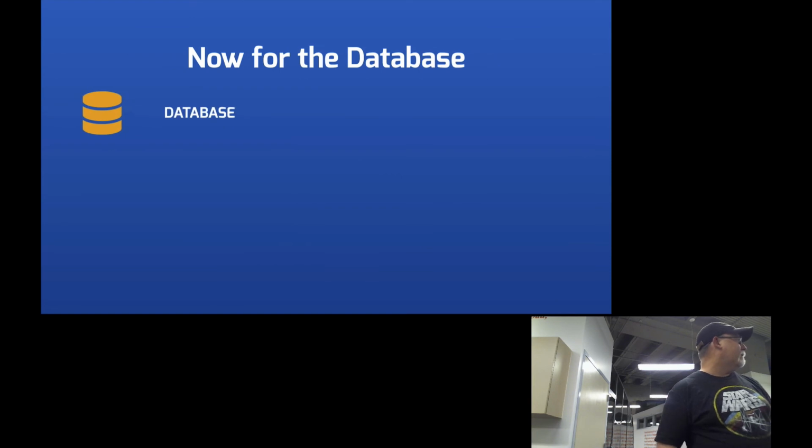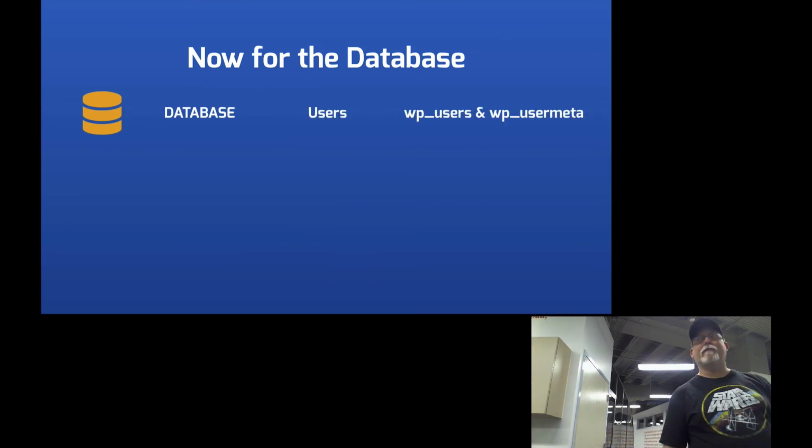Now for the database. This is where it gets real fun. I'm going to pop over in a bit and show you this in an actual database installation so you can actually see what they look like. Your users are in a table called wp_users and wp_usermeta. That includes your logins, your passwords, what access roles, everything.